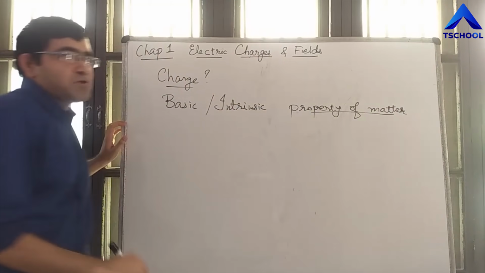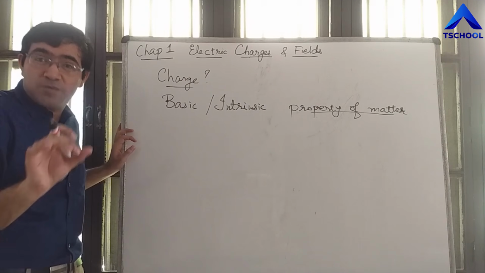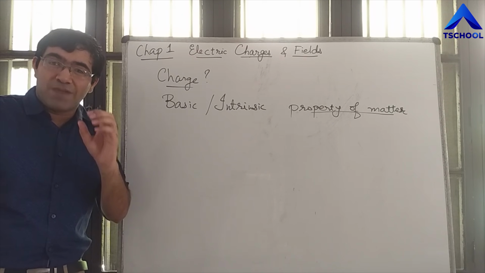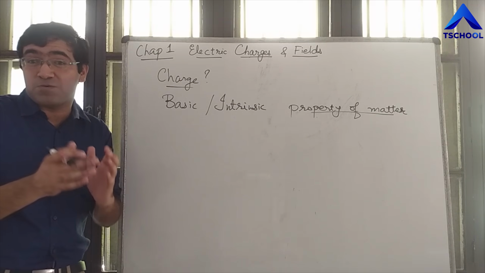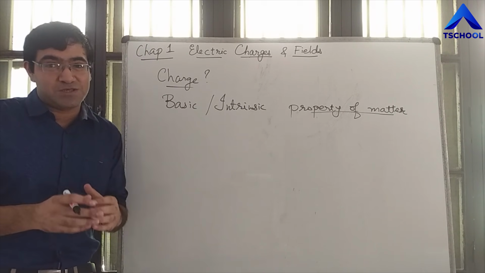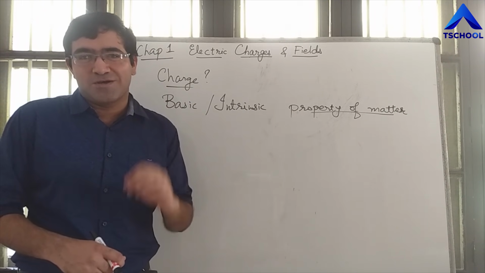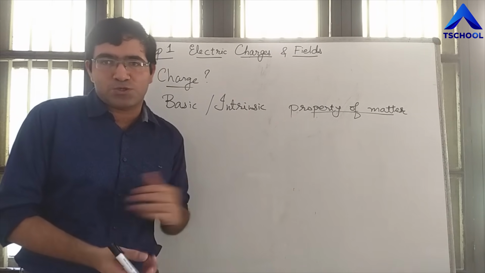So, when I say it's a property of matter, that brings up interesting results. It means that matter can have a charge. It means vacuum cannot have charge because vacuum is not matter. It means energy cannot have a charge, again because energy and matter are two different entities.